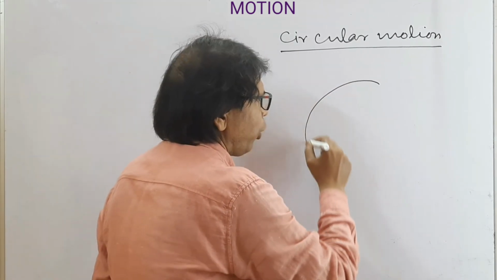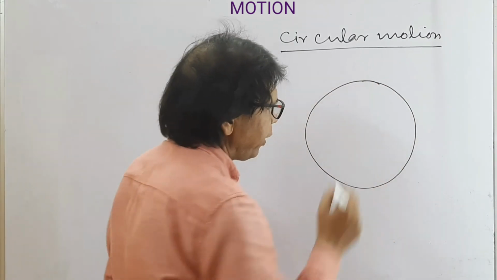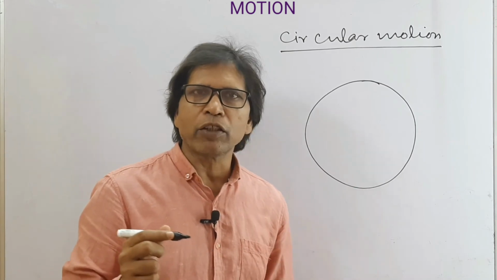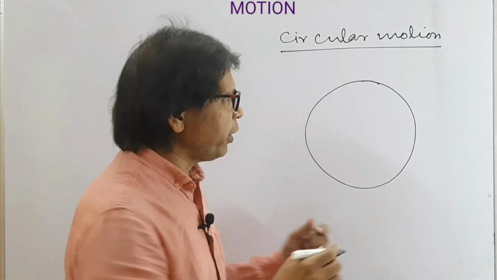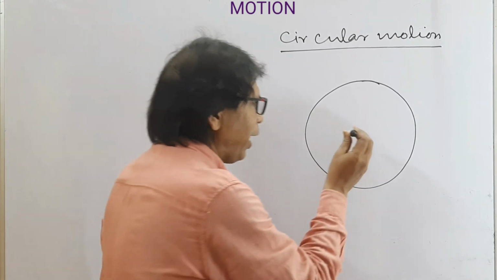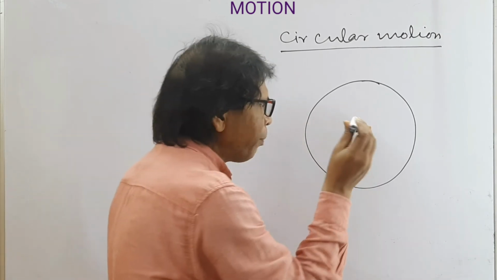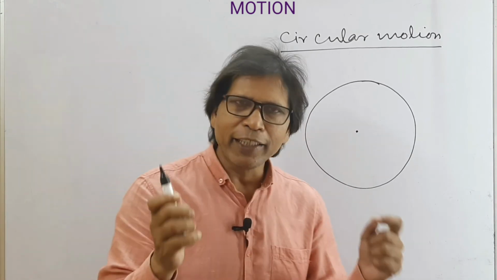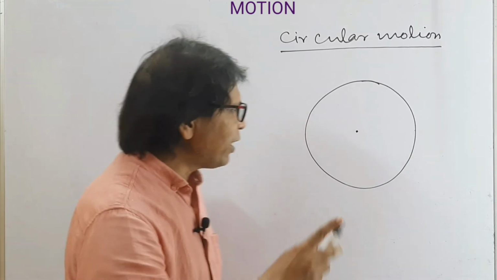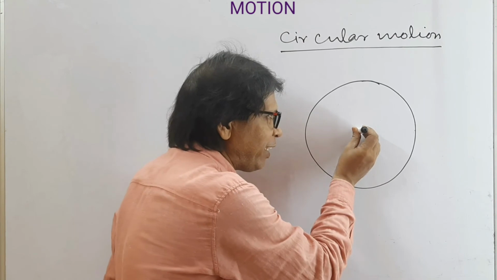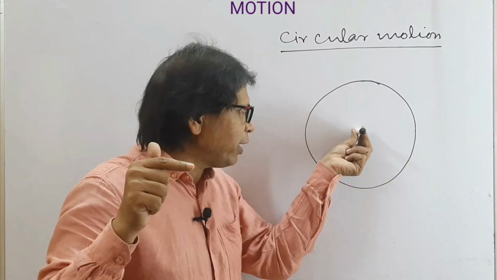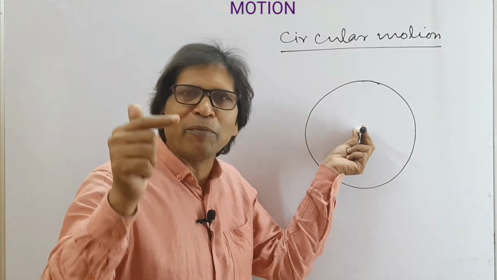If a particle rotates in a circular path, then its motion is called circular motion. Now a line which is perpendicular to the plane of rotation and passing through the center is called axis. In circular motion, axis is same as direction in linear motion.